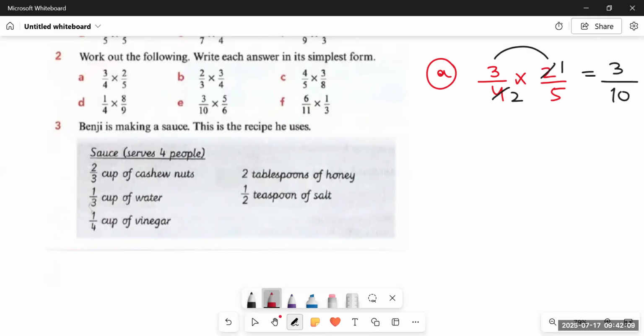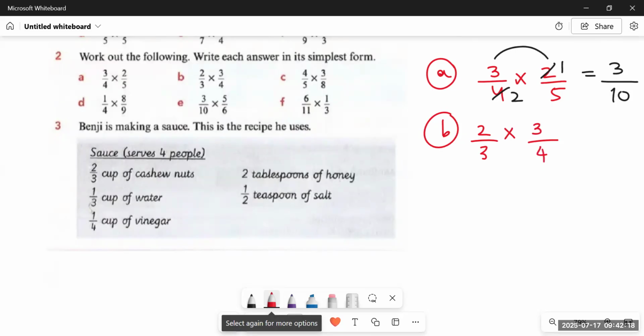Okay. Next we have part B. So what did we do in part A? First we simplified and then we multiplied. Again, you can see that 2 upon 3 multiplied by 3 upon 4. 3 ones are 3, 3 ones are 3, 2 ones are 2, and 2 twos are 4. What are we left with? Only 1 in the numerator, 1 ones are 1, and 1 twos are 2. So the answer would be 1 upon 2.